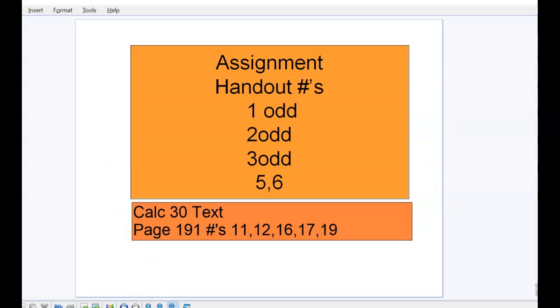Okay, that ends part of the product rule. So there's your assignment from the handout that will be provided to you in class and a few questions from the Calc 30 text.